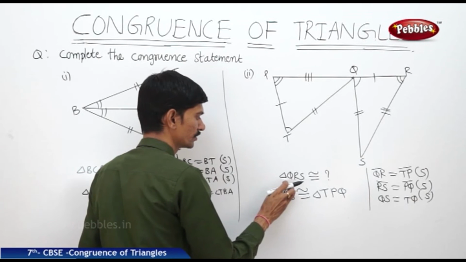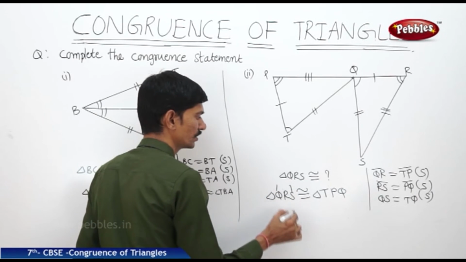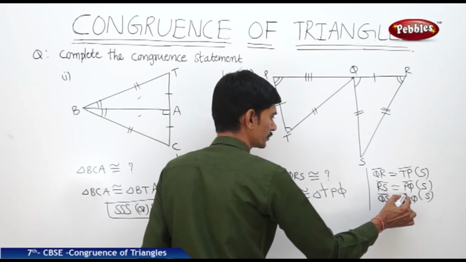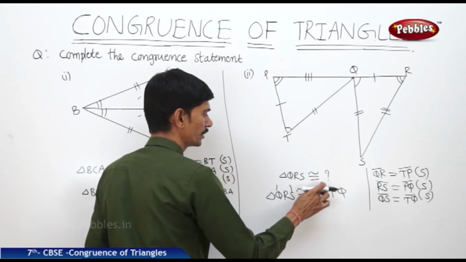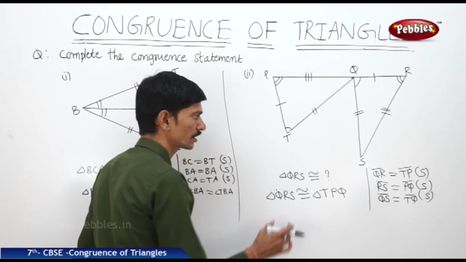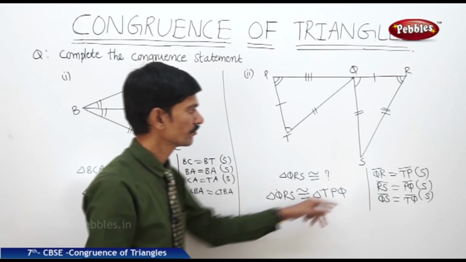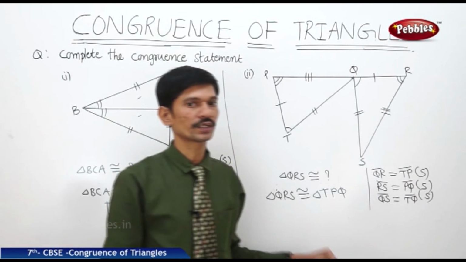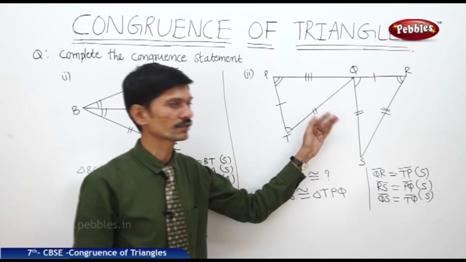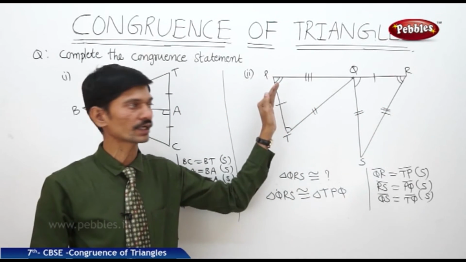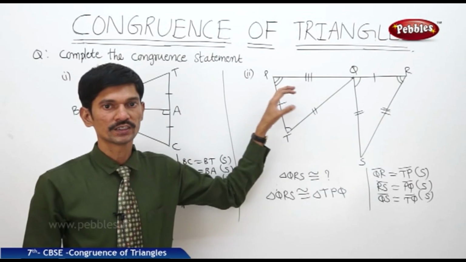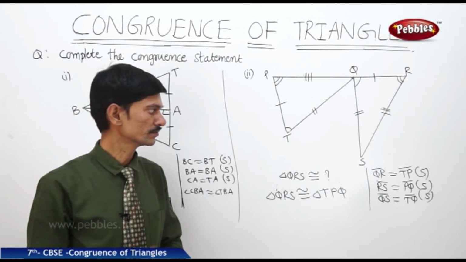The next pair, QS equals TQ. So here also we got QS equals TQ. Now we can write that these two triangles are congruent. Now the congruence criterion is the side congruence criterion, because the three sides of the first triangle are respectively equal to the three sides of the second triangle. So we can say that these two triangles are congruent according to the SSS congruence criterion.